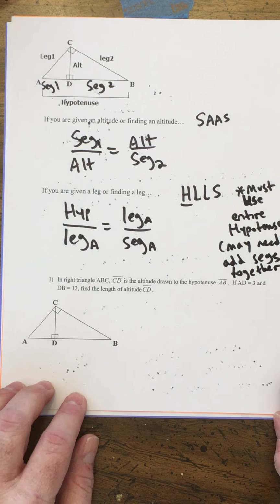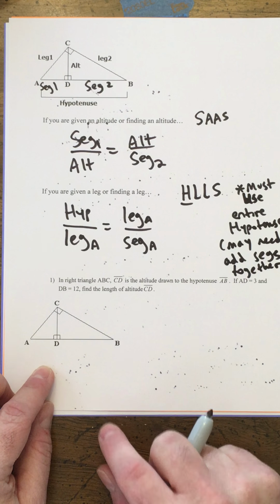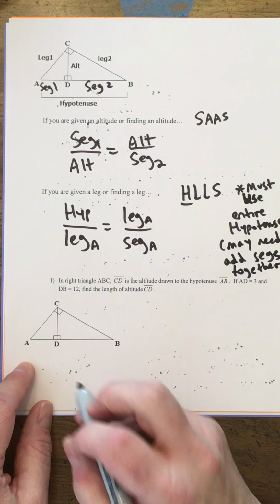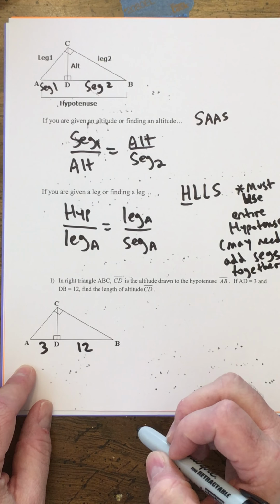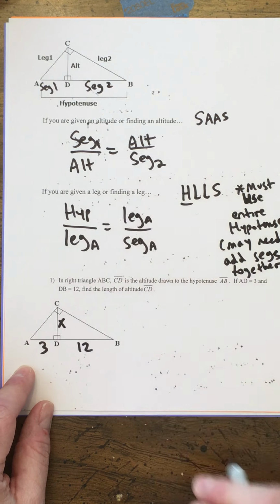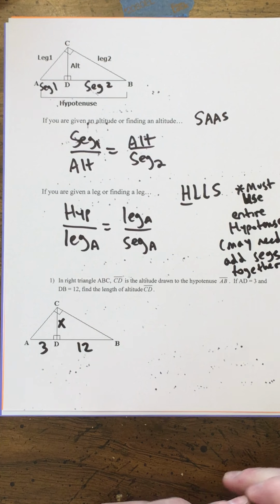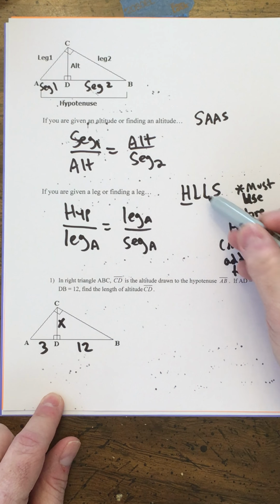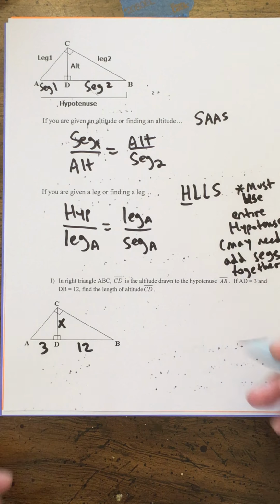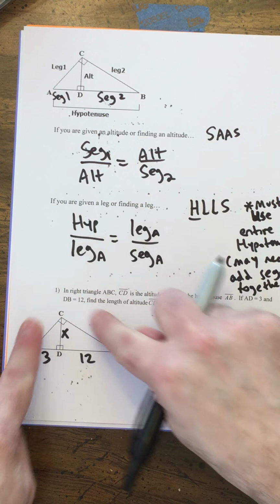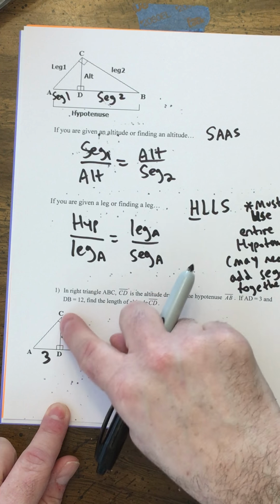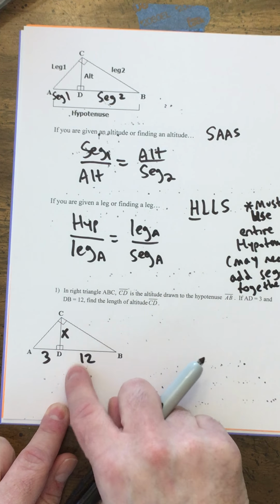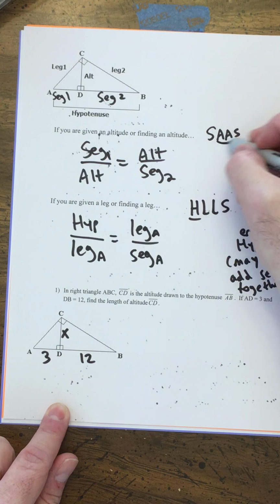Here we have a problem in right triangle ABC. CD is the altitude drawn to hypotenuse AB. If AD is 3 and DB is 12, find the length of altitude CD. So first ask yourself, is this going to be a problem that uses SAS or a problem that uses hills? Well, there's nothing on a leg, so no hills, right? Actually, literally think of hills as something that has to do with a hill. These are the hills, like in a real hill, like you'd climb up a hill or go down a hill. Well, this is not the hill, this is the altitude. You would use SAS because it involves altitudes.